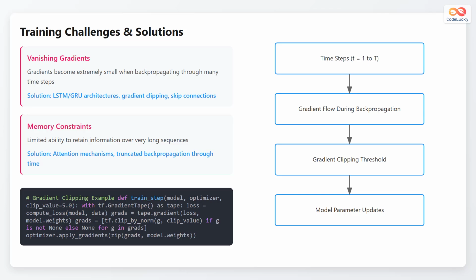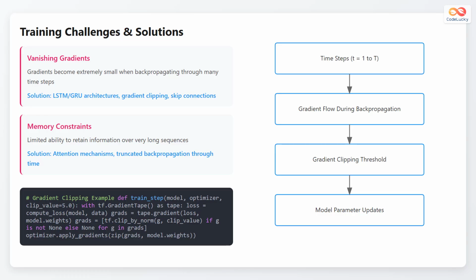When training recurrent neural networks, or RNNs, several challenges can arise that affect the model's performance and convergence. One significant challenge is the vanishing gradients problem, where gradients become extremely small when backpropagating through many time steps. This can be addressed using LSTM or GRU architectures, gradient clipping, and skip connections. Another challenge is memory constraints, where the model has limited ability to retain information over very long sequences. This can be mitigated using attention mechanisms and truncated backpropagation through time.